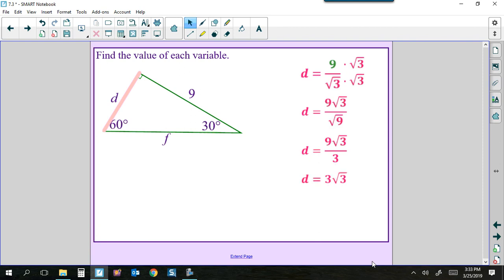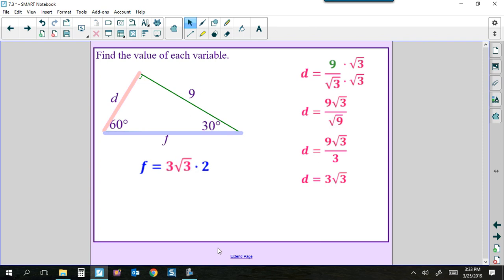Excellent. That wasn't as bad as I thought it was going to be. No, not too bad. Now we have the short leg. We know our short leg is 3 square root 3. So to find our hypotenuse, remember our hypotenuse is going to be the short leg times 2. Well, I just found our short leg is 3 square root 3, so I'm going to plug 3 square root 3 in.